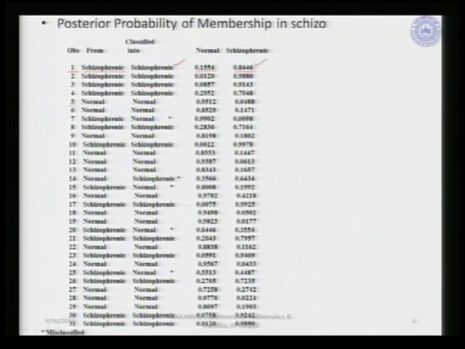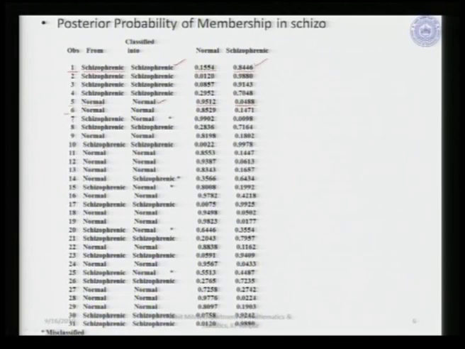Say for example, if you look at the 5th record here, the 5th case is coming from a normal category of individuals. Now, the posterior probabilities are coming out as 0.95 for the normal class and 0.04 for the schizophrenic class, and since this is higher, we classify correctly into the normal class. So, all these are correct classifications up to this particular point here.